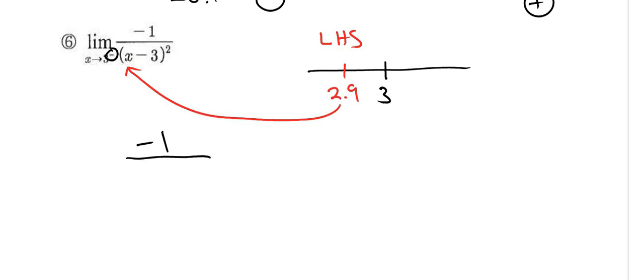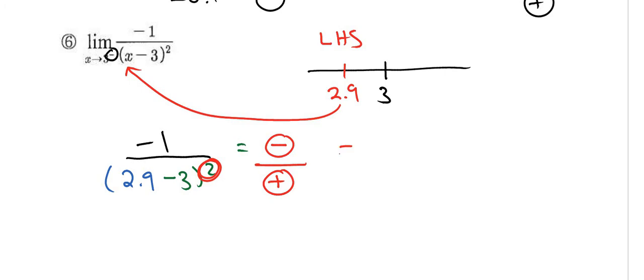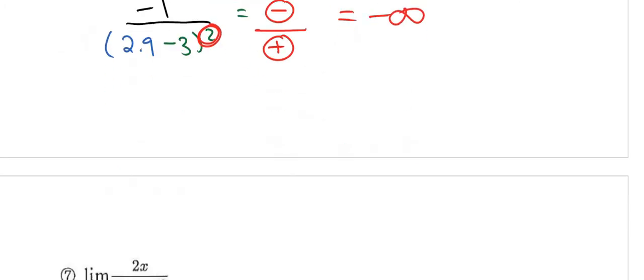On the denominator, it will look like bracket 2.9 minus 3 all squared. Now, I don't really care what the numerical results are. I care that the numerator is negative, and the denominator is always going to be positive because of that square, so that's going to be positive. Negative over a positive is negative infinity for my final answer there. Alright, so let's continue on.